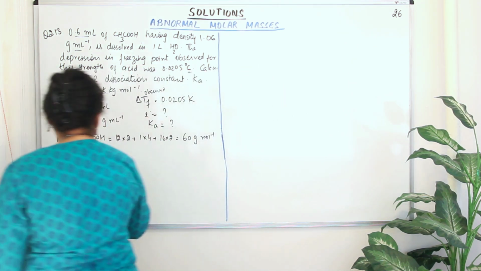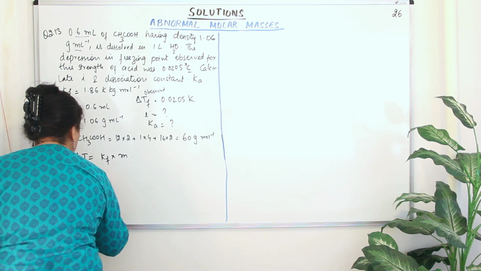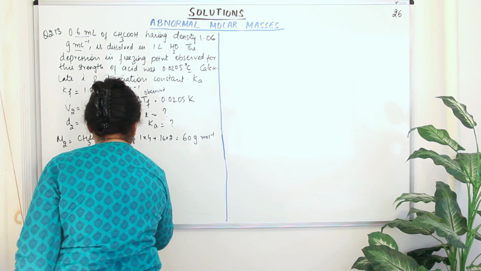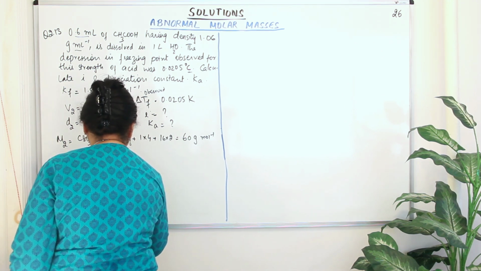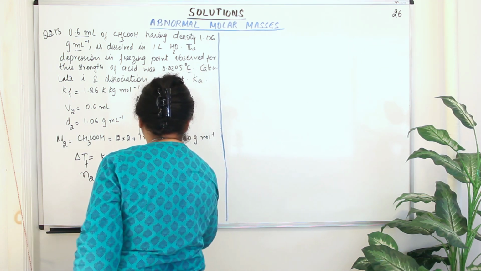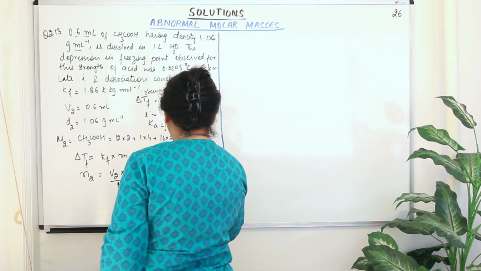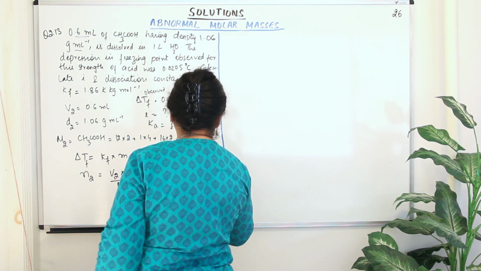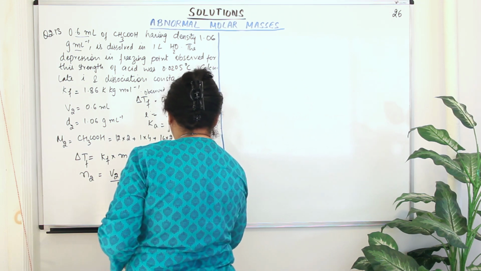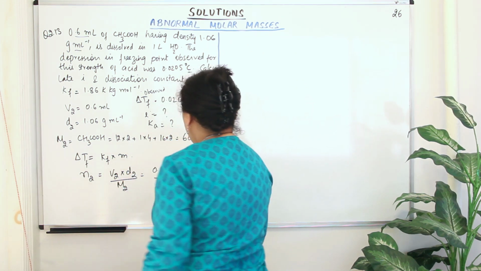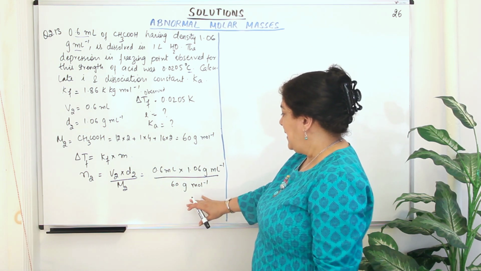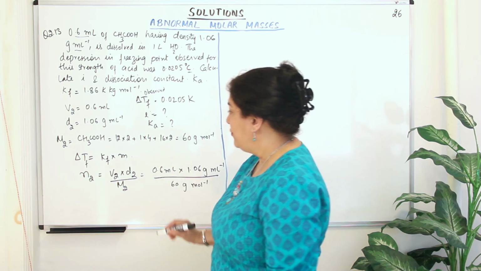So the mass over molar mass, or number of moles of solute, that is N2, would be equal to V2 into D2 upon M2, right? Where volume is 0.6 ml into 1.06 grams per milliliter upon 60 grams per mole. And this will give you the number of moles. All units would get cancelled and you'd be getting the number of moles.